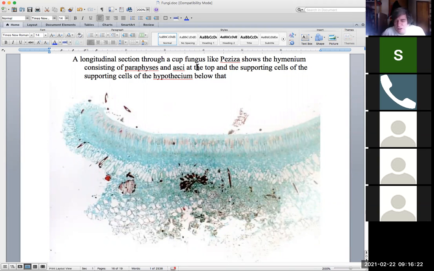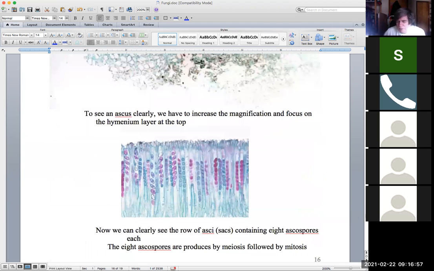And it basically has two parts. It has some things called periphyses that we'll talk about in just a moment. And it has asci. Asci is just the plural of ascus. So this hymenium is all this part along here, where you can see a little bit of maybe pinkish in there. Below that, the supporting layer is called the hypothecium. So now let's magnify this hymenium and see what it looks like so we can see the spores.